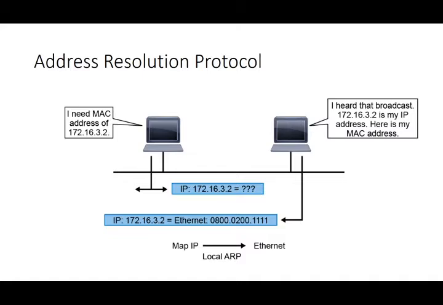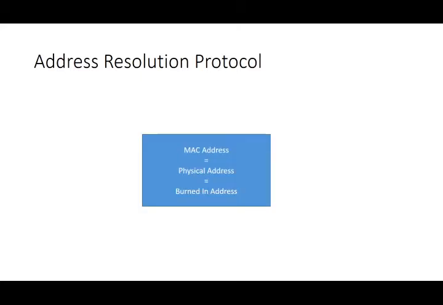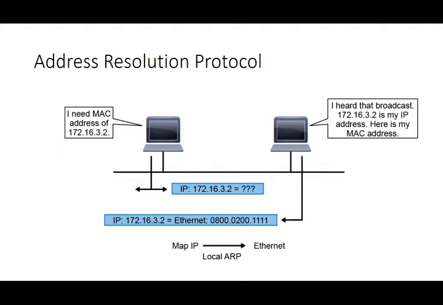So an example of a MAC address is seen here. The Ethernet address of this device, in this case, is 080002001111. Again, that is a hexadecimal value. Now we could have had colons between the sections, and we could have had dashes between those sections as well. They all mean the same thing. They are just represented differently by different operating systems.